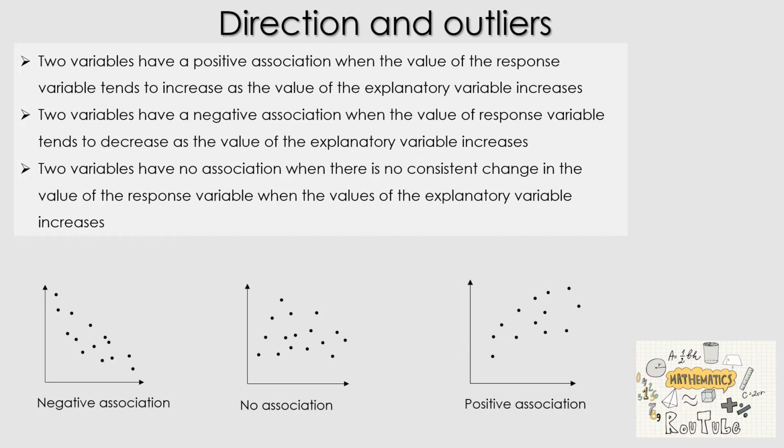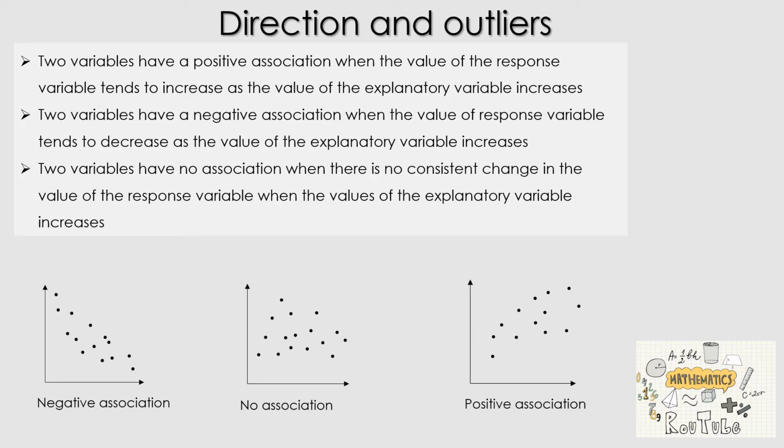All right, so let's first have a look at direction and outliers. Two variables have a positive association when the value of the response variable tends to increase as the value of the explanatory variable increases. Now, for those people that haven't been introduced to the EV, explanatory variable, and the RV, response variable, the EV always goes on the x-axis and the RV, response variable, always goes on the y.